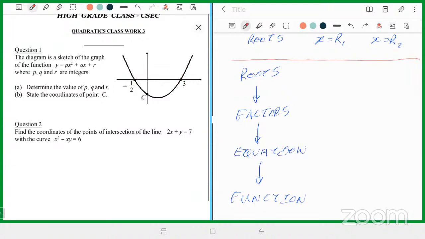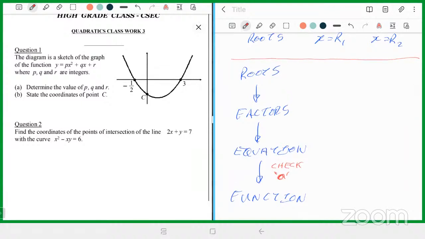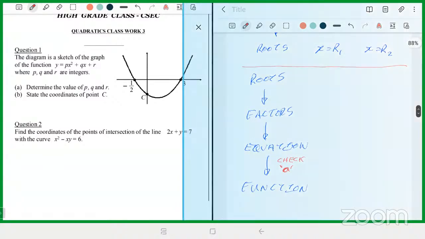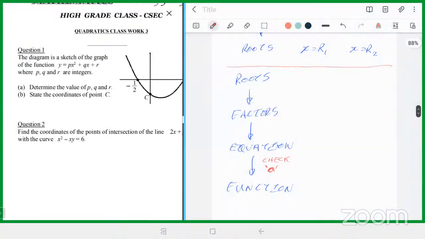And so right here we have that critical step where we basically check the A value, because the A value is what determines if it's a smile function or a frown function. So that step, we have to check the A value. And I can actually do the calculations right here on the screen.